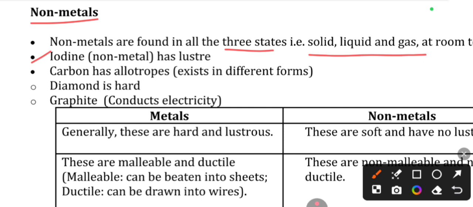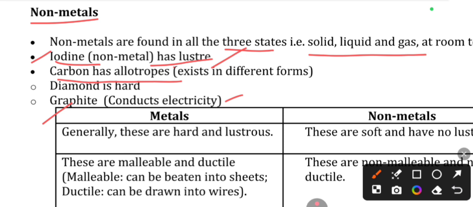An example is given here, iodine, it is a non-metal. We have done that all metals are lustrous and all non-metals are non-lustrous, but one element is there, iodine, which has the lustrous property. All non-metals are non-lustrous, the exception is iodine. Iodine shows the lustrous property. All non-metals are bad conductors of heat and electricity, but one allotrope of carbon is there that is a good conductor of electricity, that is graphite. So this is the exception.